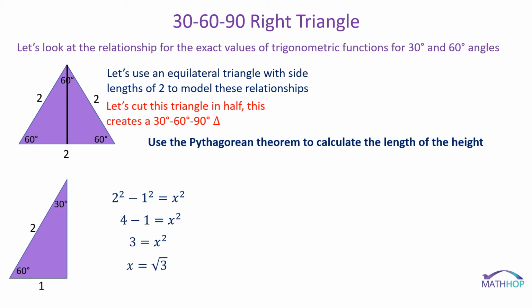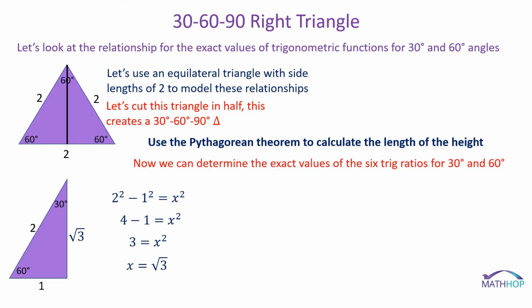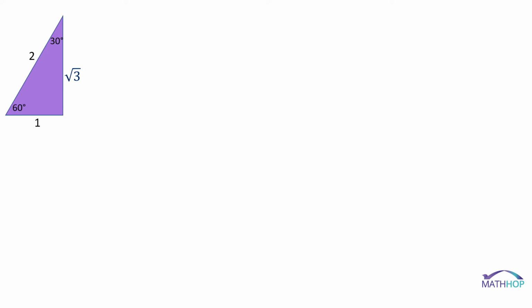Square root of 3 is an exact answer. We don't want decimals. We want radicals. So pop that in as your height. Your height is the square root of 3. Perfect. We have found what we needed. Now we can determine the exact values for the 6 trig ratios for 30 and 60 degrees. But we definitely need a clean page. So let's get there. All right, there's our triangle.